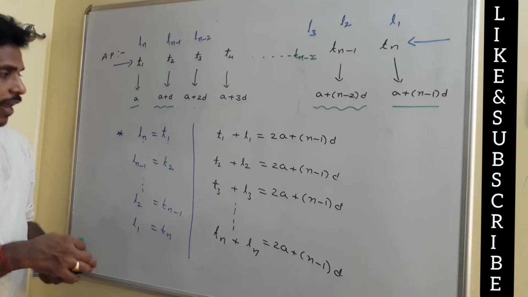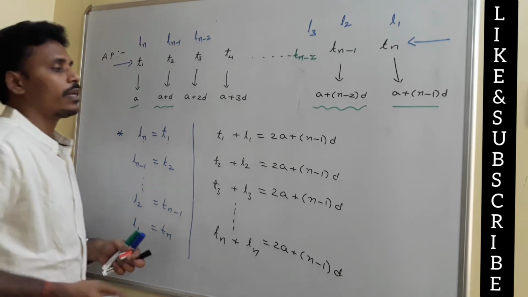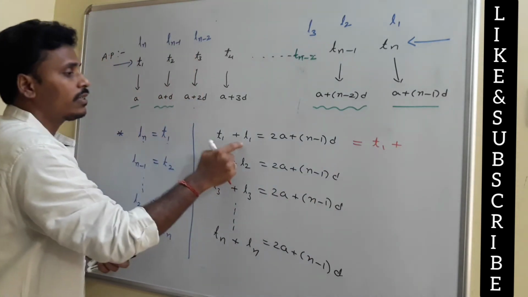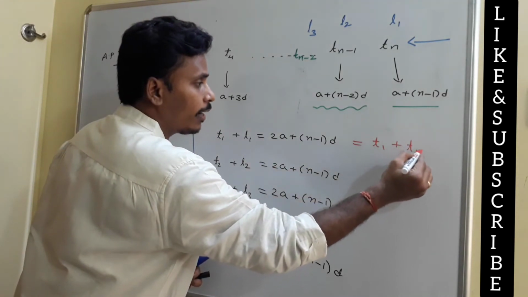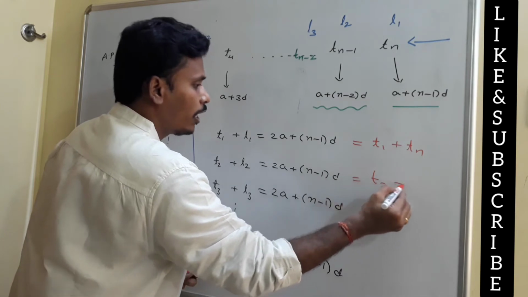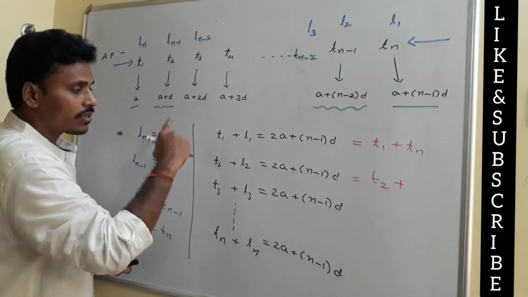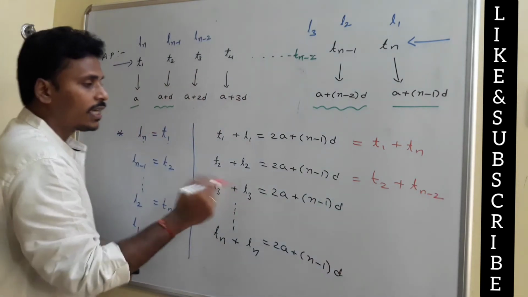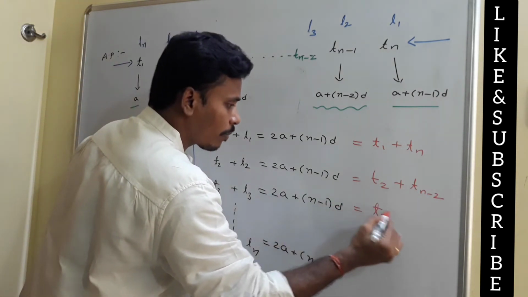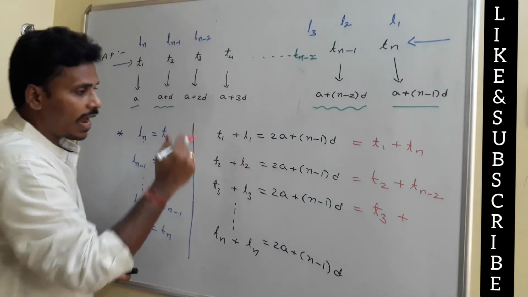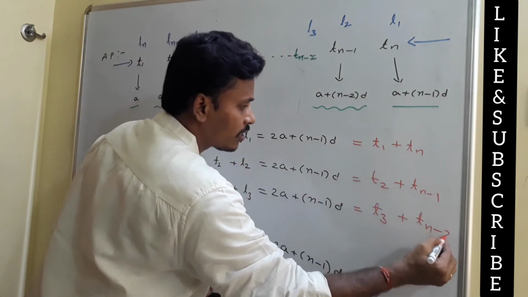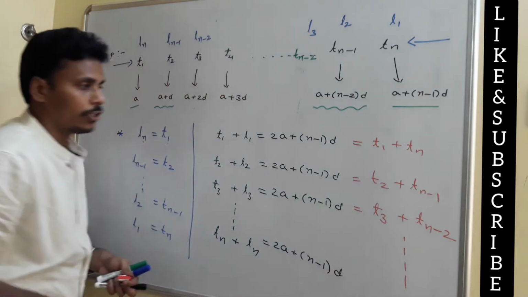Now again, how can I write this? See, this is T1 plus L1. So in terms of T, how to write? T1 plus this L1 is nothing but Tn, and this is equal to T2 plus this L2, which is nothing but the second term from that direction, which is T(n minus 1), and again T3 plus L3, the third term from the start and third term from the end, which is nothing but T(n minus 2). Like that I can continue.